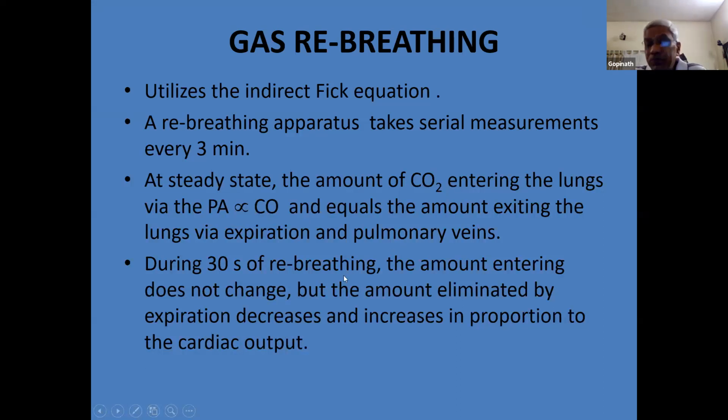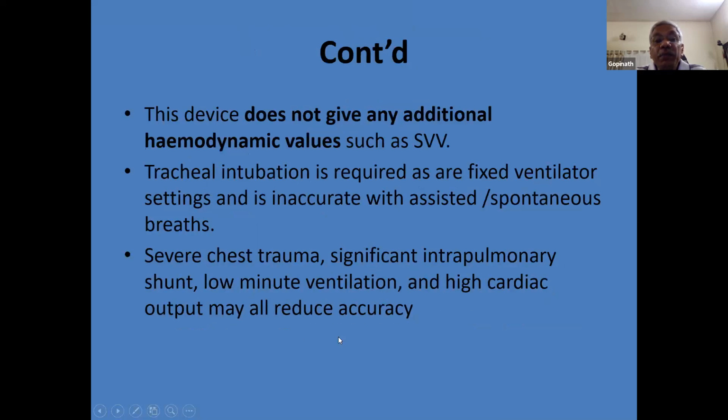Like I said earlier, end-tidal CO2 is a clinically useful index for cardiac output. So the same method is used. With 30 seconds of rebreathing, the amount of CO2 does not change because it is equilibrated. But the amount eliminated by expiration decreases and increases in proportion to the cardiac output. So this is the basis. Once there is a calibration or a 3-minute period, with 30 seconds of rebreathing, nothing changes except the decrease and increase because of the cardiac output, and this is picked up.